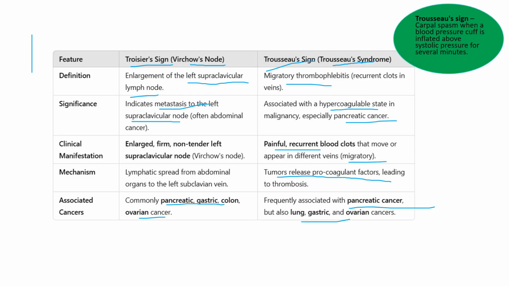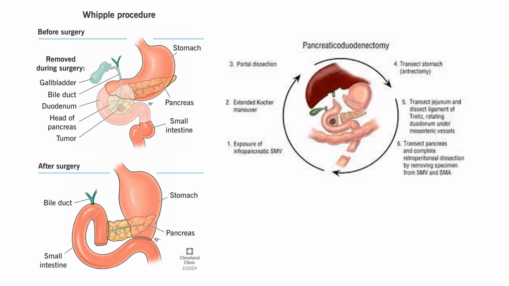There is another Trousseau sign, which is carpal spasm associated with hypocalcemia or hypoparathyroidism. That is when you are inflating the BP cuff, there can be carpal spasm which you can elicit. That is with hypocalcemia. So this is Troisier sign, which is Virchow's node, and Trousseau syndrome, which is migratory thrombophlebitis.